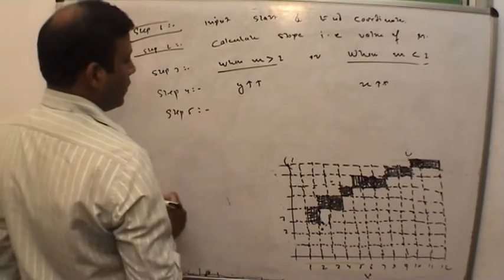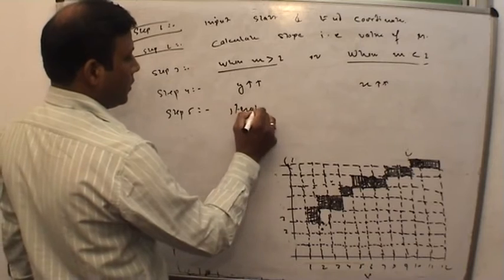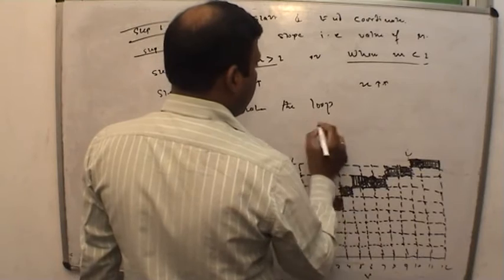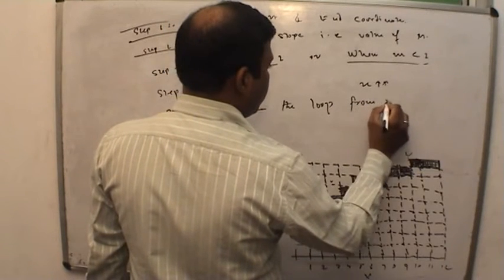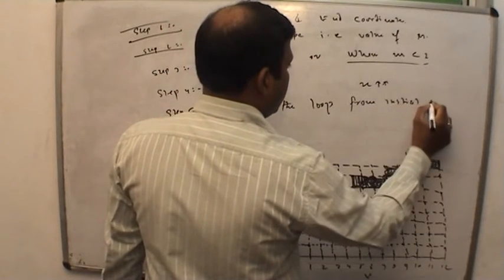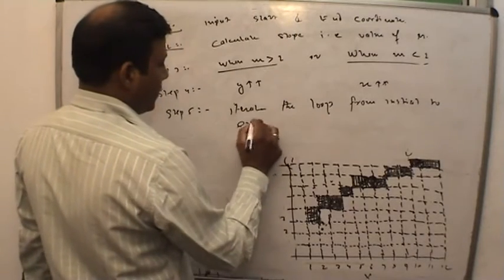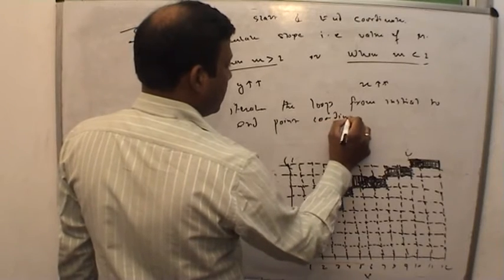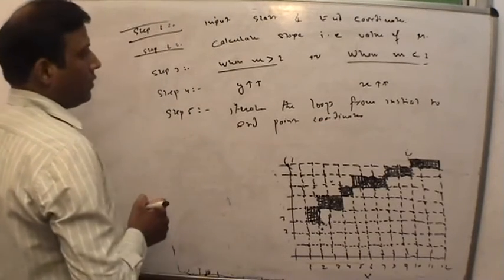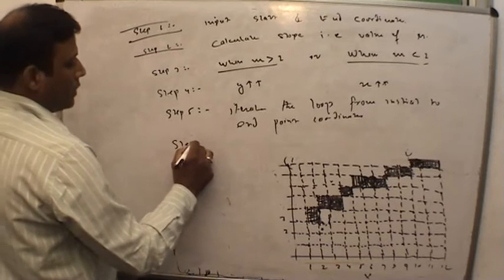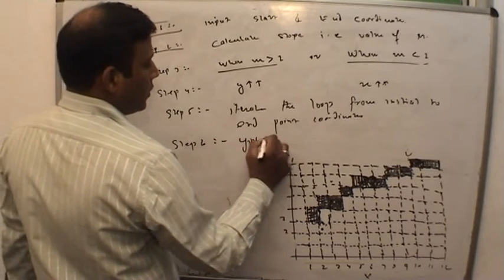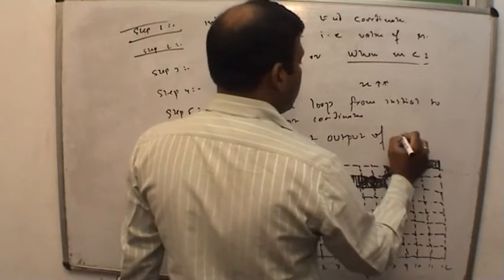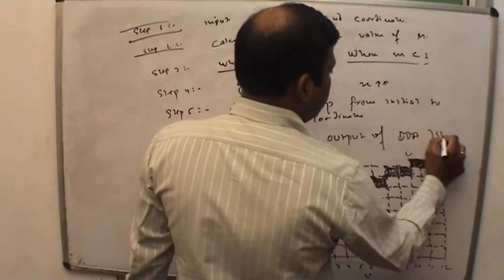Step 5, iterate the loop from initial to endpoint coordinates. Step 6, you may get output of DDA line.